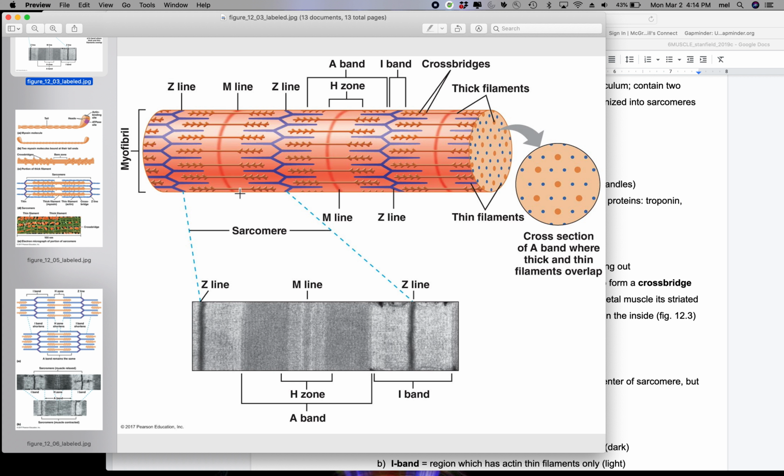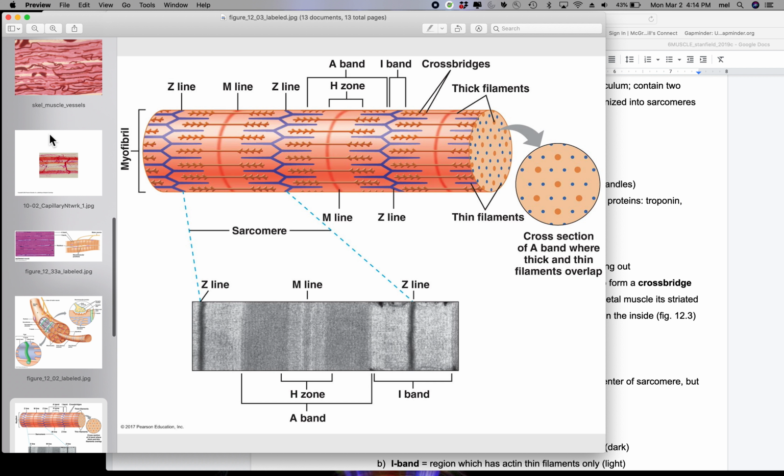Then in the middle of the A band, it's not going to be quite as dark because I don't have actin and myosin overlapping. The middle portion right here is the H zone. And wherever I don't have that thick protein at all, it's going to be the I band. So the I band corresponds to from right here to right here. This is the I band.